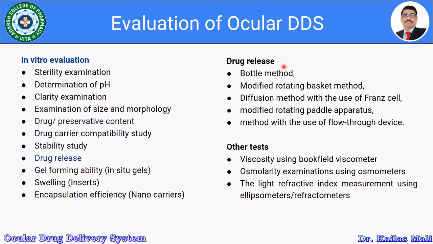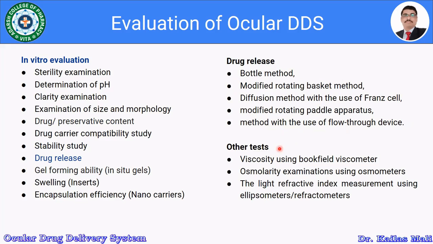In vitro drug release of the finished product can be done by using the bottle method or modified rotating basket method or diffusion method with the use of Franz cell or modified rotating paddle apparatus or the method with the use of flow through device. So these are a few methods which are used to measure the drug release from the ocular drug delivery system. Furthermore, it is fitted into a suitable model in order to understand the dissolution kinetics of the drug.